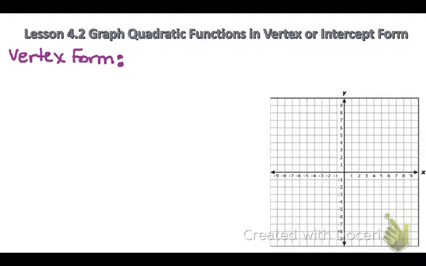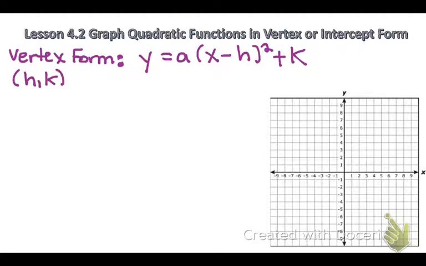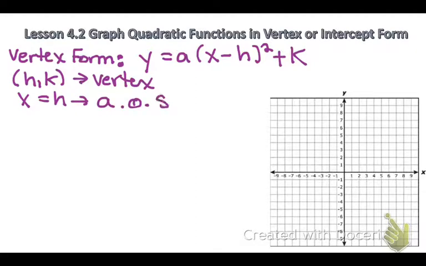So the vertex form of a quadratic function is y equals a times the quantity x minus h squared plus k. And you need to know that the ordered pair (h, k) is the vertex, that x equals h is our axis of symmetry, AOS, and we're going to use a to determine if our graph opens up or down.